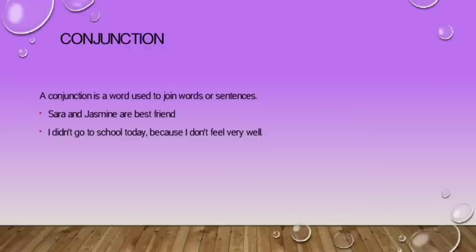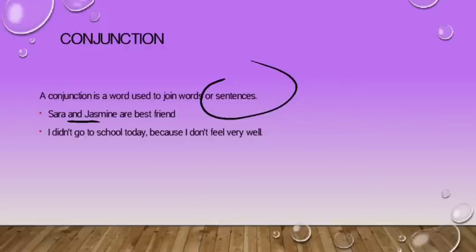Conjunction. A conjunction is a word used to join words or sentences. Conjunctions help to connect ideas. Sarah and Jasmine are best friends. Can you say which the conjunction is? The conjunction is and. It helps to connect Sarah and Jasmine, both of which are nouns. Conjunctions can even connect sentences, as I mentioned in the definition. Like, I didn't go to school today because I don't feel very well.